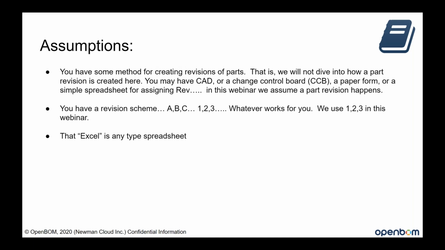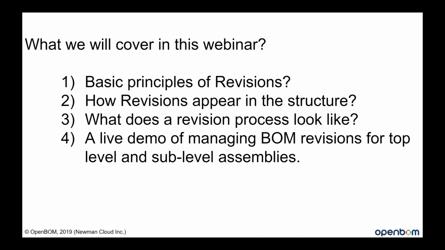Also, a few assumptions that we're going to make here, and they are that you have a method for creating revisions of parts. I'm not going to dive into how that's done. Individual parts in an assembly, you may have CAD or a change control board or a paper process or anything for creating revisions of parts. We're just going to assume that revisions happen, and that you have a scheme for developing your revisions of ABC, whatever it might be. We're going to use 1, 2, 3 in the webinar, and again, that Excel is just some type of spreadsheet.